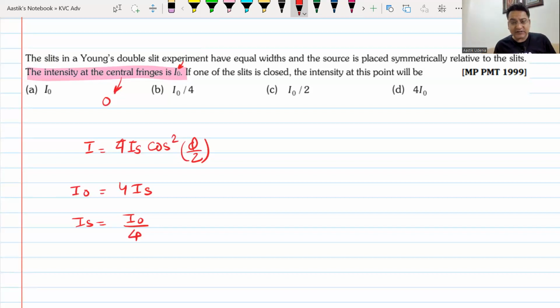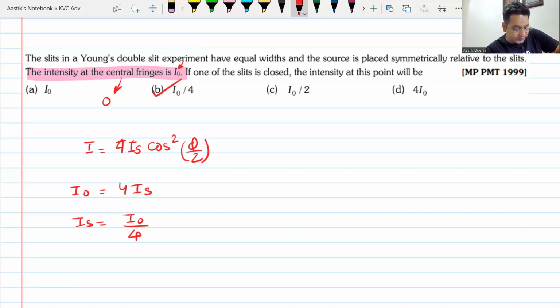Now, if one of the slits is closed, obviously there is going to be no interference. Whatever intensity is there from one slit, the same intensity would be there at the central maxima because there is no interference. So the answer will be I naught by 4. Do we understand this, everyone? Yes, sir. Okay, then that takes us to the next and the last question for today's class.